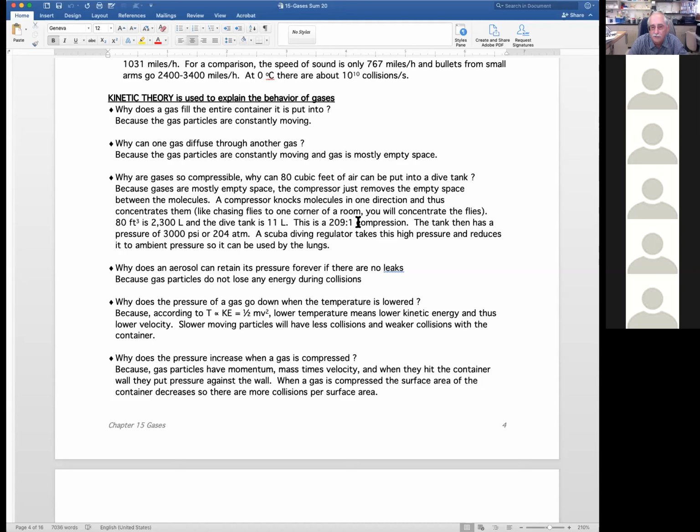How does a compressor do that? Well, here's an analogy. Say you have a bunch of people in a room, they all have fly swatters, and there's a bunch of flies in the room. If you simply start all the people from one side and start moving them to the other side, just swatting at these flies, you're going to concentrate the flies in one part of the room.